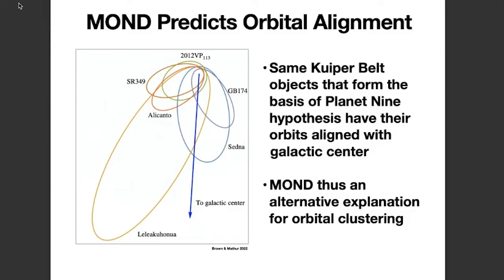And when we overlay the direction of the galactic center on the orbits of the same 6 Kuiper Belt objects that are used to establish the Planet 9 hypothesis, the alignment is quite good. In fact, statistically, it's very good. And so MOND is as good at explaining the data that are used to support the Planet 9 hypothesis as Planet 9 is.